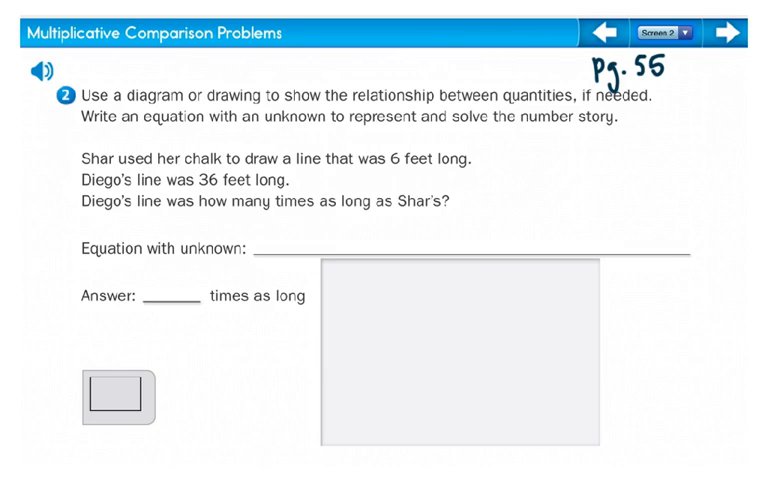Well, again, let's circle those 6 feet, 36 feet, and we're asking how many times as long. So if we know Diego's is 36, write this in your journal, and Shar's is 6 feet long, it's asking how many times is Diego's. And I'm going to put the lowercase d to represent Diego, the solution, what we're trying to solve for. So what times 6 would give me 36? Remember, if you need help with your multiplication chart and reading that, let me know and I can help you.